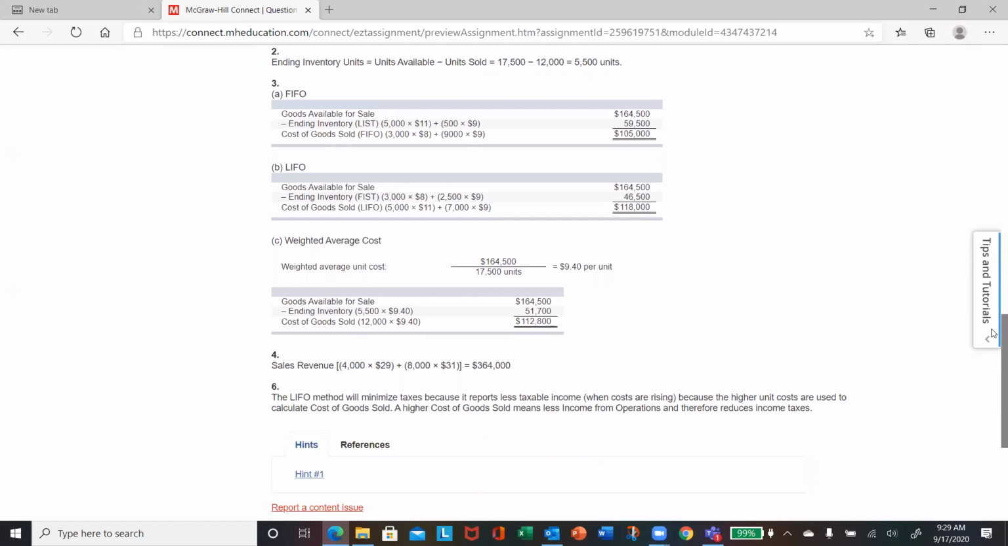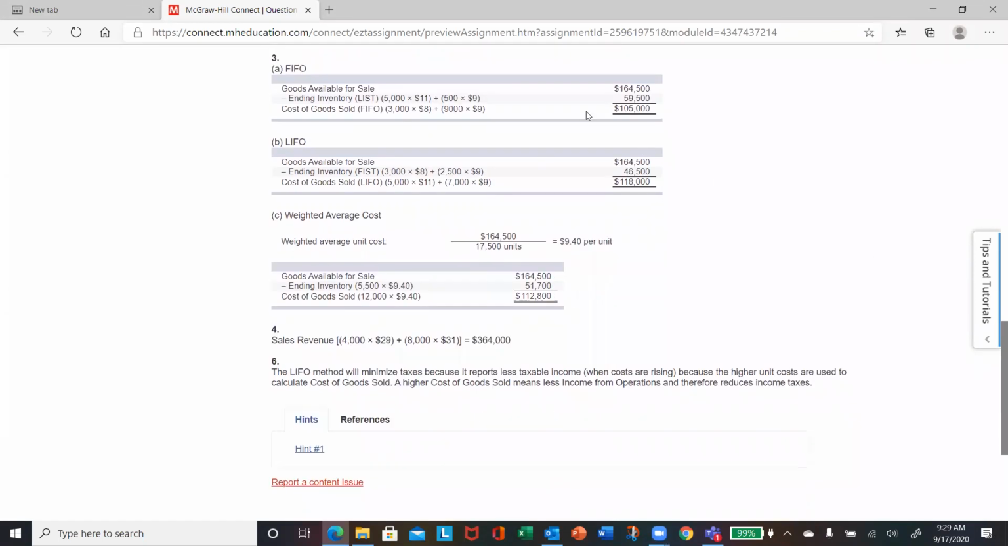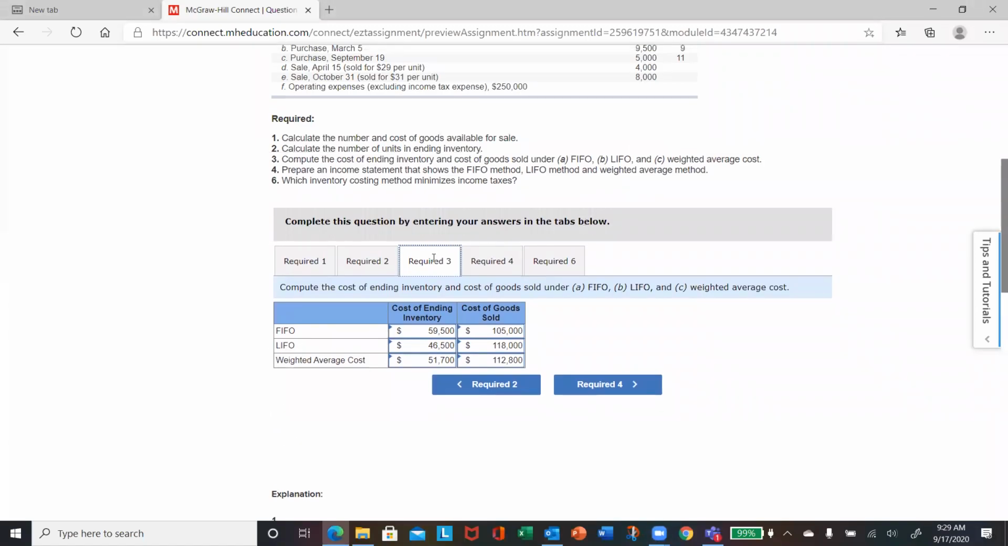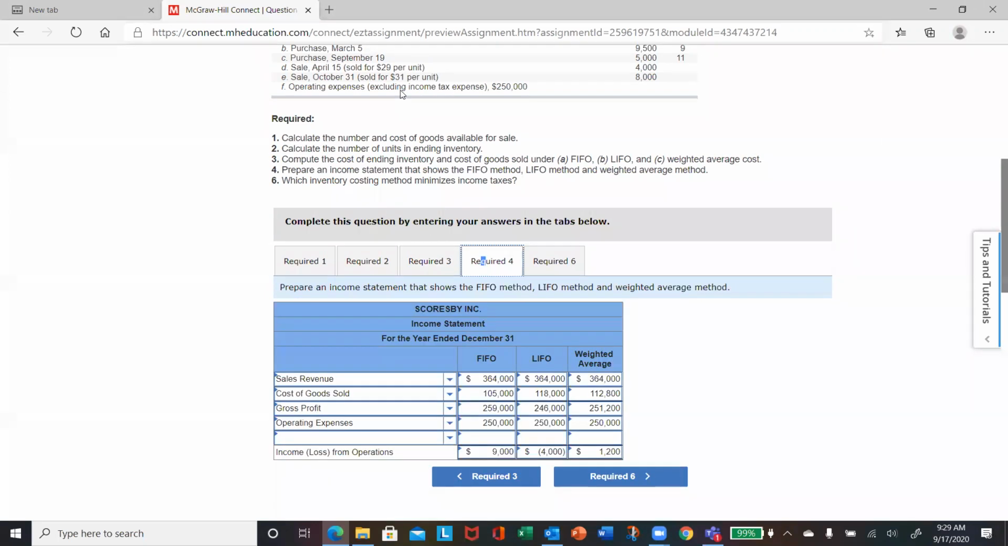And of course, sales revenue, you have to go back and just calculate your sales revenue. It's 4,000 units at 29 and 8,000 units at 31. This is just your sales price. So 364,000, you'll need that when you go to do your income statement. So just to go back to requirements 3 and 4, these are the numbers you plug in for your cost. And then of course on requirement 4, here's the numbers you would plug in for your income statement. And notice the first row, the sales revenue should be the same for all of them.